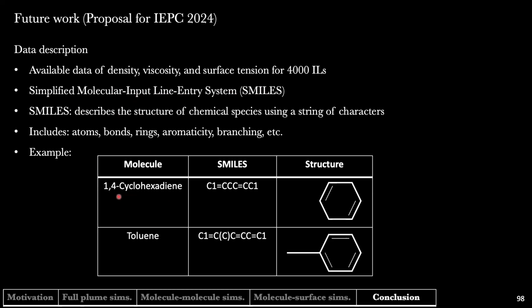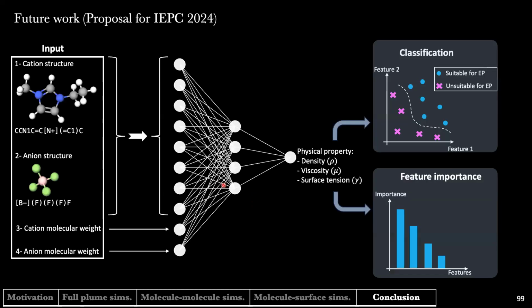For example, for a given molecule, we have its corresponding SMILES representation. For example, the equal sign represents a double bond. This number one represents a ring, and the parentheses represent branching, etc. So we can represent all the details of the molecular structure of a given molecule using a string of characters. And the goal is to use this string of characters as an input for our machine learning model.